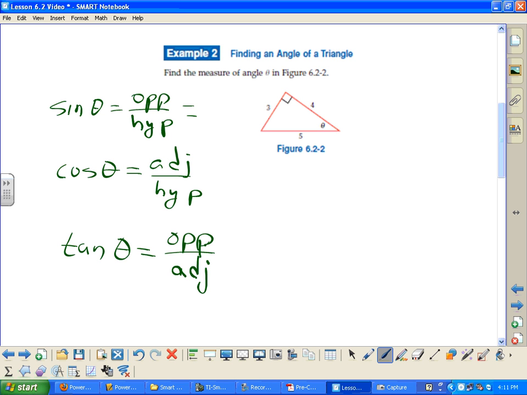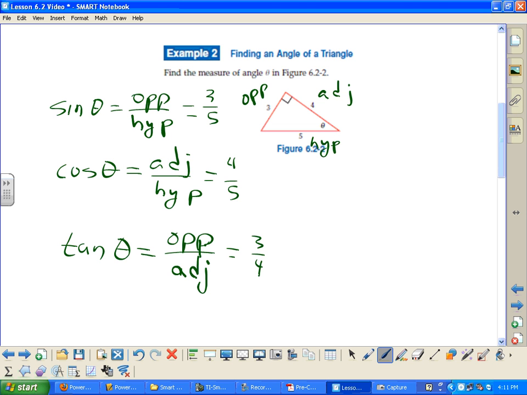If we have angle theta here, then this is our opposite side. The 4 would be our adjacent side, and the 5 is the hypotenuse. It's the side across from the right angle. So we could use any of these. We could use 3 over 5 here, we could use 4 over 5 here, or we could use 3 over 4. It really doesn't matter which one you use to find it. And I'm going to go ahead and use tangent in this case.